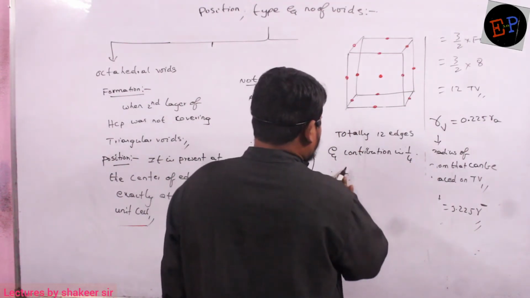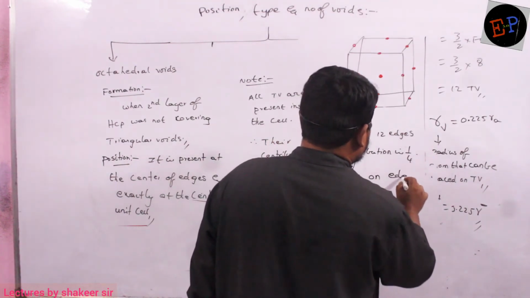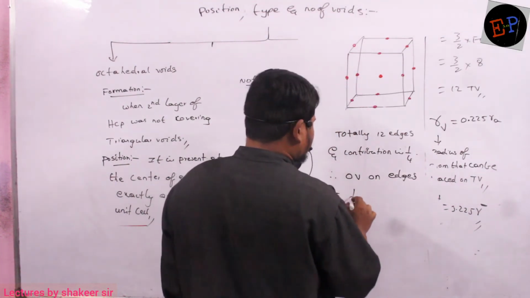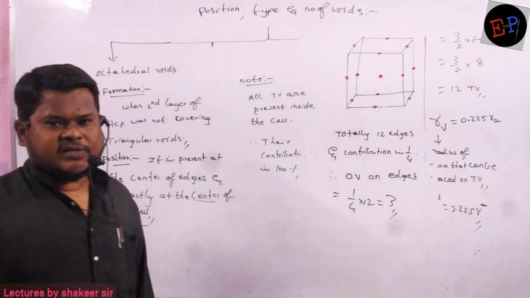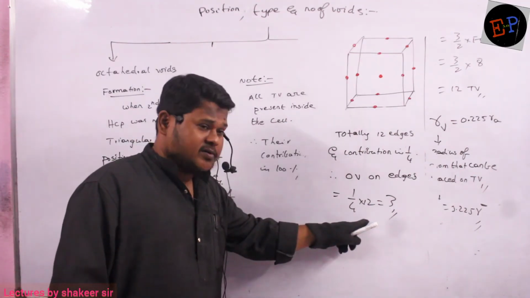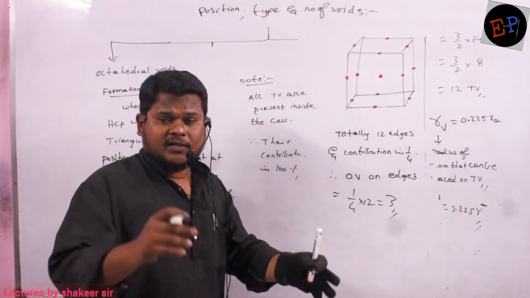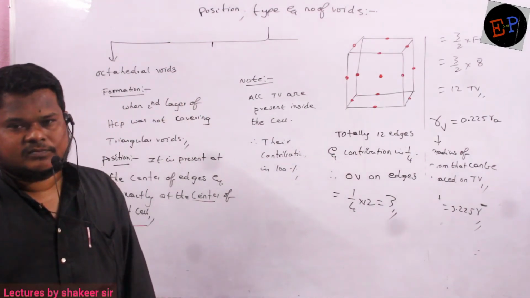Therefore, the total octahedral voids on edges will be 1 by 4th of 12. 1 by 4th of 12 is how much? 3. It means this unit cell will accommodate, totally, 3 octahedral voids from the edges. Are you able to understand?